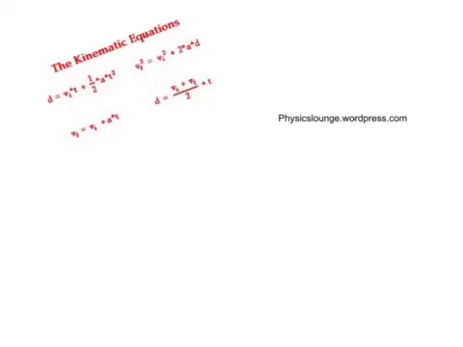Last time we looked at the kinematic equations derivation for the two displacement equations. We've got this one here, d equals vit plus half at squared, and d equals vi plus vf over 2 times the time. One of those was the trapezium formula for the area under the graph of velocity against time. Let's just quickly sketch that out for reference.